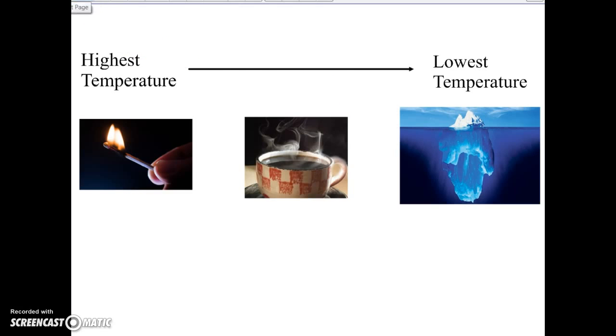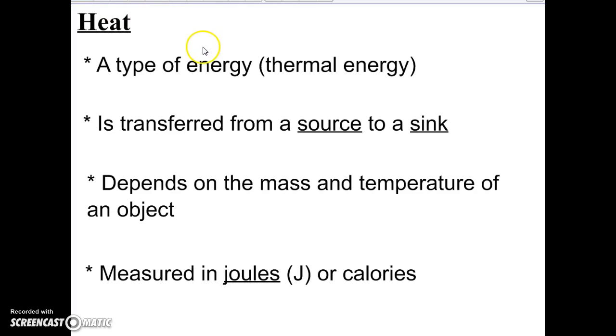Now let's take a look at heat. Heat is very different than temperature. First of all, heat is an actual type of energy. It's called thermal energy. That's heat. Heat can also be transferred from one object to another. Heat will always go from a hotter object, which we call the source, to a cooler object, which we call the sink, right? If you light a fireplace, the heat will move from the hot fireplace to the cooler room. You can't transfer temperature. You can't give something temperature. You can give it heat, but not temperature.